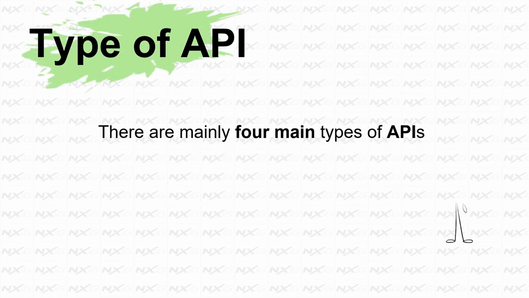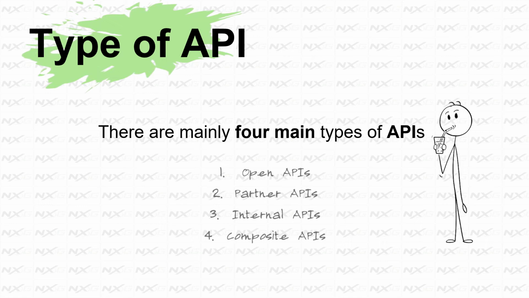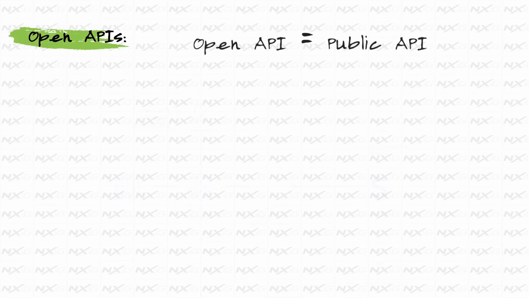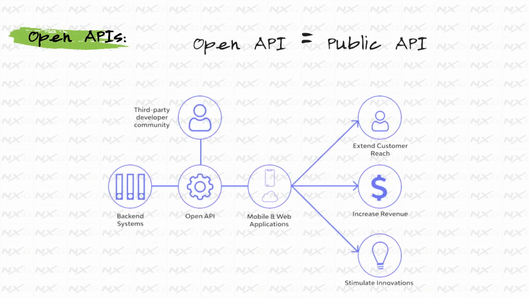There are mainly four types of APIs: Open, Partner, Internal, and Composite API. Let's examine each API. Open APIs are the first. Like Google's OAuth APIs, these APIs are accessible to the general public. Additionally, there are no limitations imposed on their use. They are also referred to as public APIs.